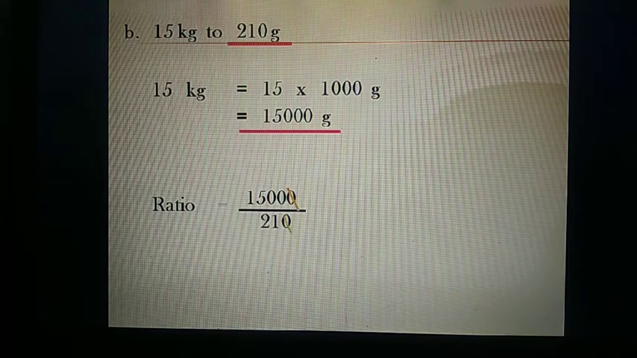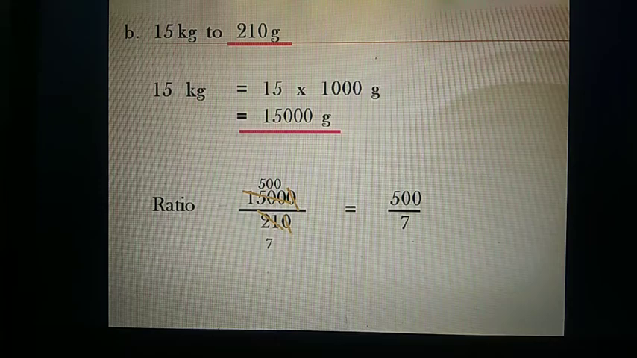Cancelling the zeros. Now the common factor, or we can say highest common factor here is 3. It will be 3 sevens are 21 and 3 500s are 1500. You will finally get the fraction as 500 upon 7, which you can write in ratio form as 500:7. This will be your final answer.